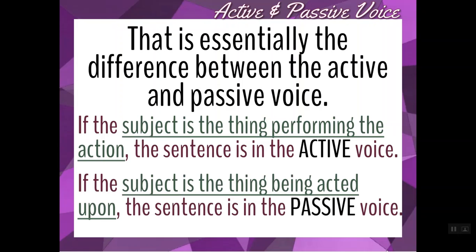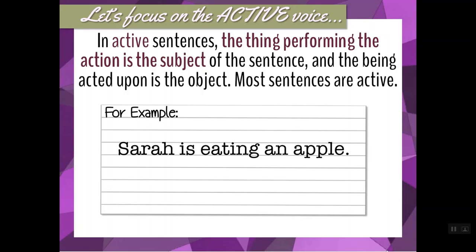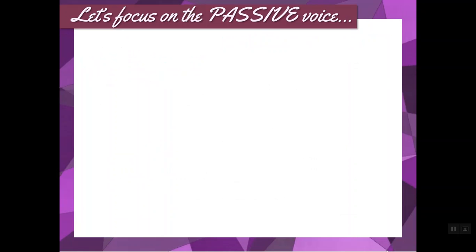Okay, so we'll do a few more things just to get that in your mind. Let's focus on the active voice. In active sentences, the thing performing the action is the subject of the sentence. Most sentences are active. So for example, Sarah is eating an apple. Sarah is the subject, and she is the one performing the action of eating.